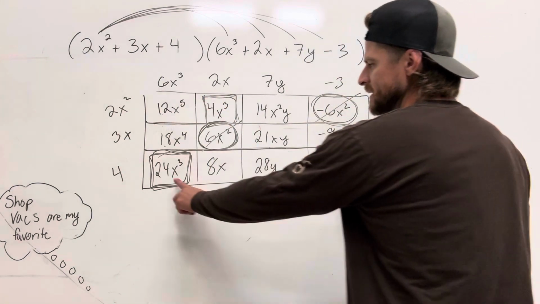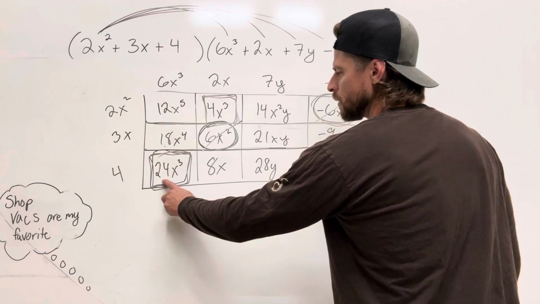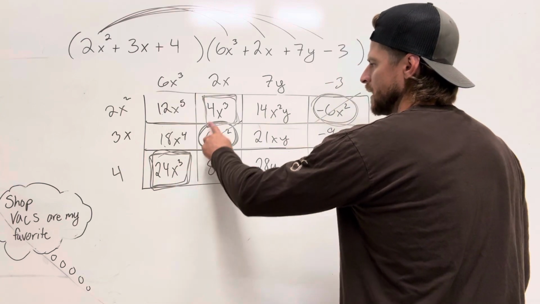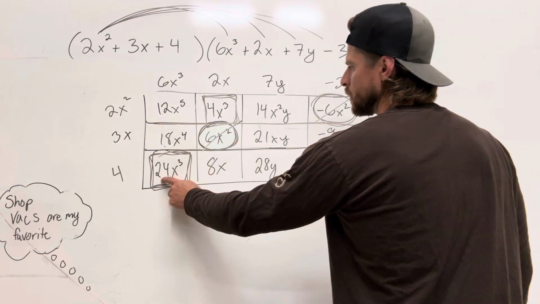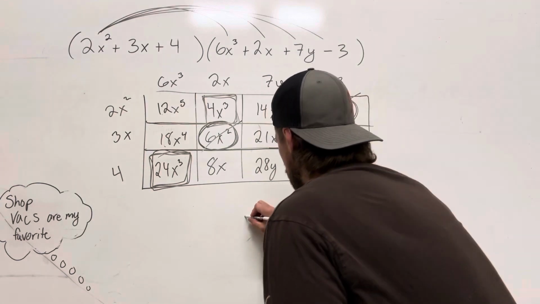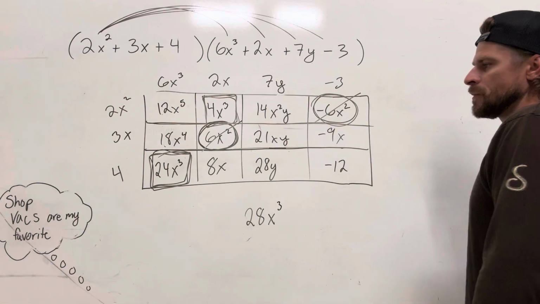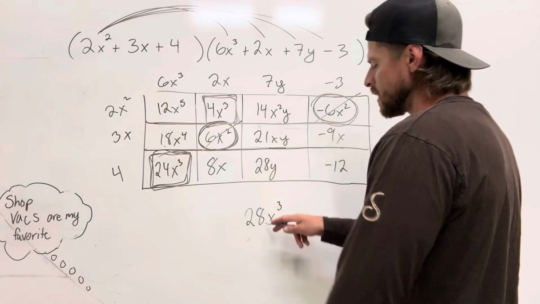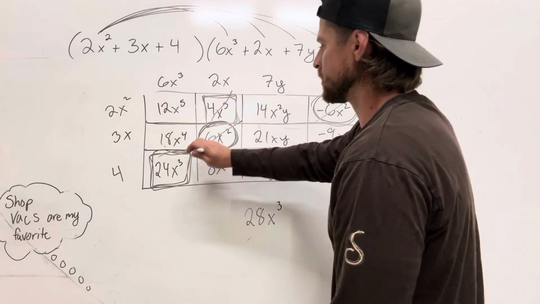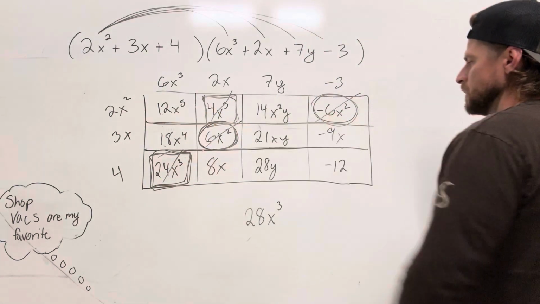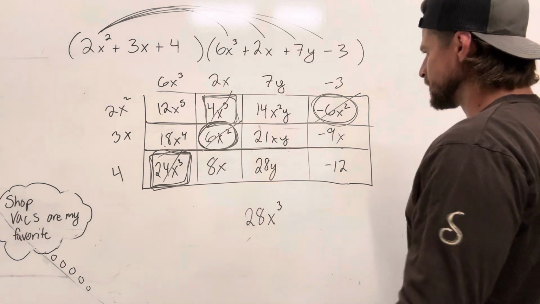So let's just write this down right now. What is 24x cubed combined with the 4x cubed? Well, 24 plus 4 gives me 28x cubed. Okay, those have been combined. Once I do the combination of them, I like to scratch them off just so I have less boxes that I'm looking for. Okay, any other matches that we see?